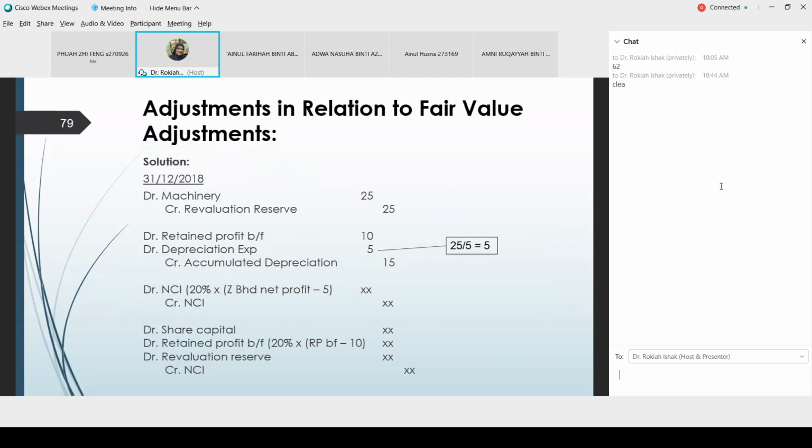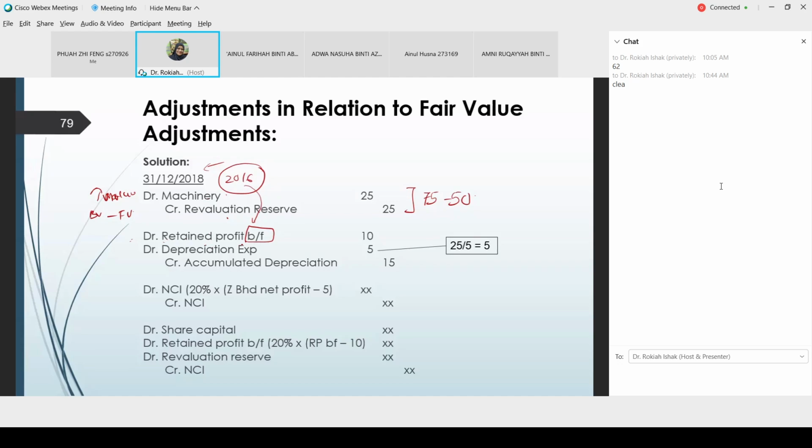So the first one, you're going to recognize the increase in the value of machinery, the change from book value to fair value. So recognize this one: debit machinery, credit revaluation reserve or revaluation surplus. 25 here is the difference between 75 minus 50. And then you need to recognize, since this one was in the year 2016, and now it is year 2018, it's going to affect your retained earnings brought forward, because this one already happened in the year 2016.